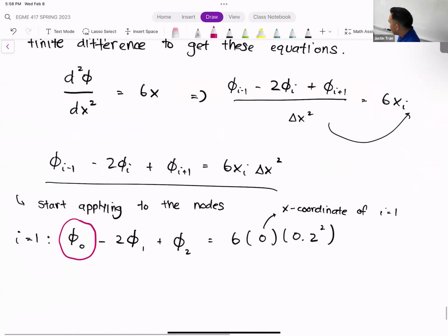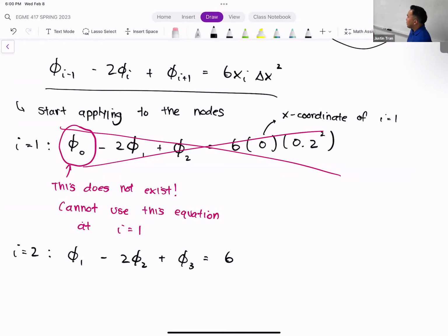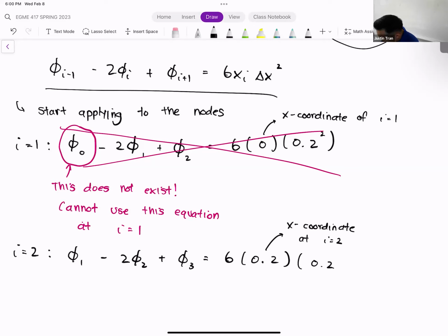So we have phi i minus 1, which is phi 1, minus 2 times phi i, which in this case is phi 2, plus phi i plus 1, which is phi 3, equal to 6. Then we multiply by xi, the x coordinate at i equals 2, so that's going to be 0.2. And we multiply by delta x squared, which is 0.2 squared.